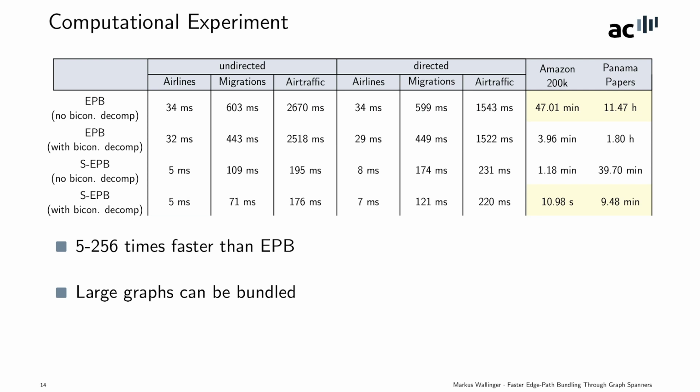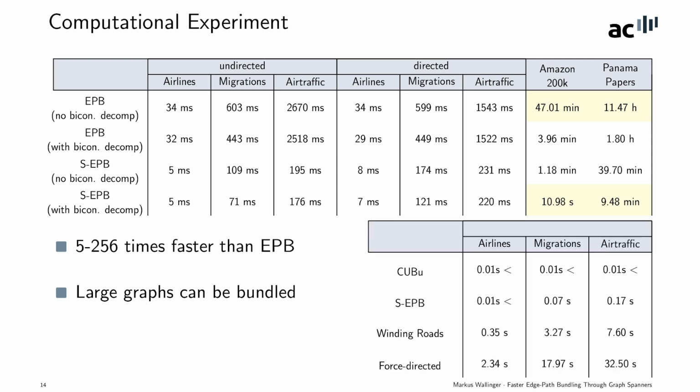Even more impressive is the behavior on the large datasets. Remember, the Panama Papers dataset has about 700,000 vertices and over 1 million edges. Before that, it required nearly 12 hours to compute the bundling. With the new approach, this can be done in under 10 minutes. In total, we could speed up the normal edge path bundling algorithm approximately 5 to 256 times, and we are now able to also compute the bundling on large graphs in a reasonable time.